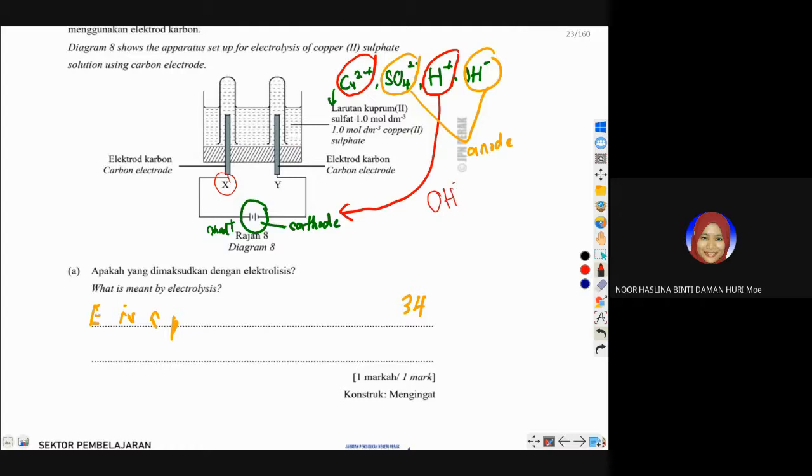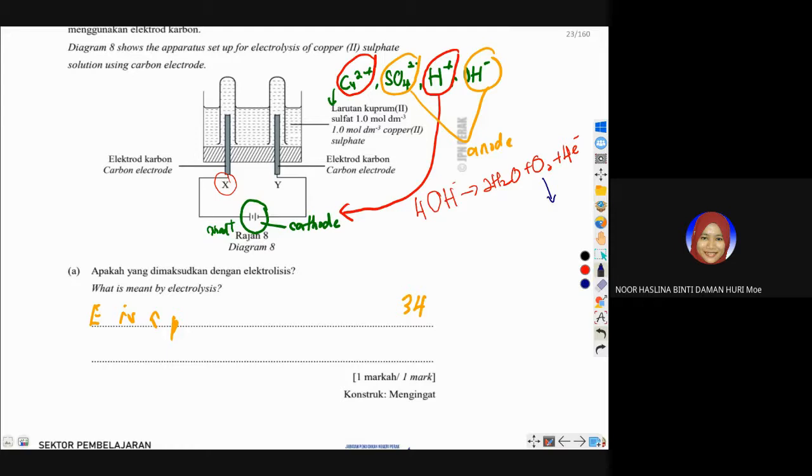What is the half equation for hydroxide ion? Remember, 4 moles of hydroxide ion will produce 2 moles of water, 1 mole of oxygen and 4 electrons. You must remember this. Okay, so you get the products. What product can you observe? Water you will not see because the solution is colourless. So you can see oxygen gas. Okay, with oxygen gas, what can you see? You can see the bubbles.